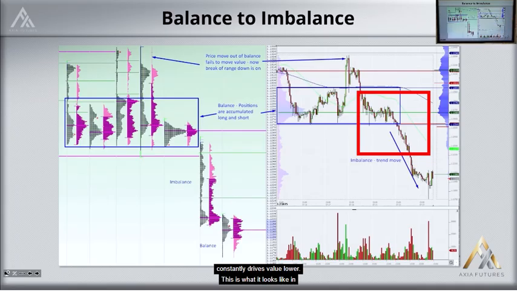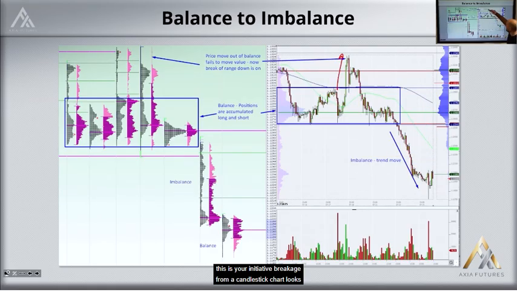This is what it looks like in terms of your actual candlestick chart. What you end up with is, this is your initiative break, which, from a candlestick chart, looks like probably the strongest move. It's the biggest green candle, some decent volume. That looks like a very strong move, but the lack of value shift is what drags us back down. Once you get the counter move and the imbalance, it doesn't necessarily look like the strongest of moves, but it shifts value and you get this relentless selling pressure. That goes to imbalance the market.